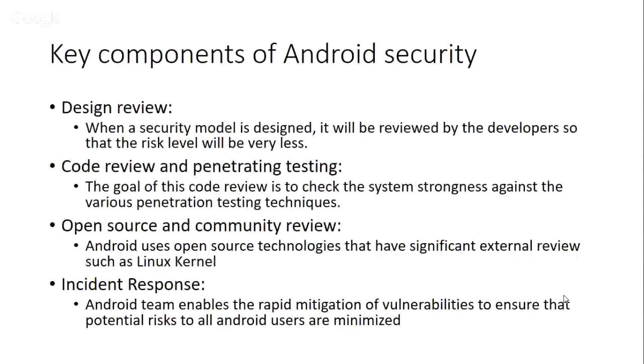Open source and the community review. Android uses open source technologies that have significant external reviews, such as the Linux kernel. And the last one is incident response. The Android team enables rapid mitigation of vulnerabilities to ensure that the potential risk to all Android users is minimized. They can't eliminate, but they can minimize the security risks.